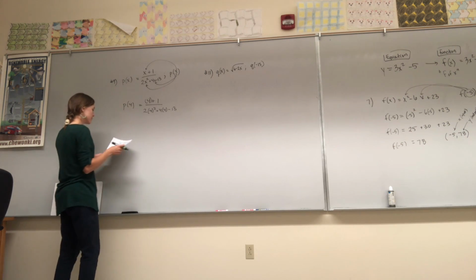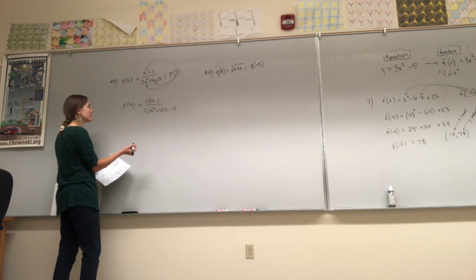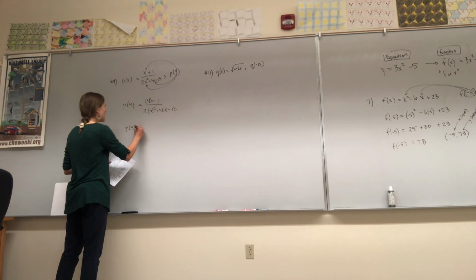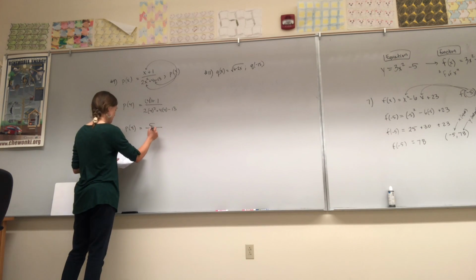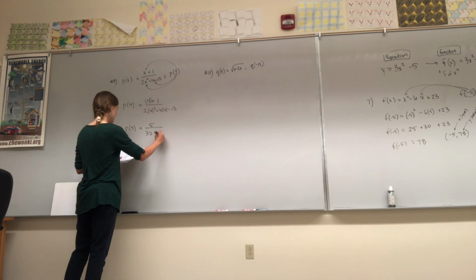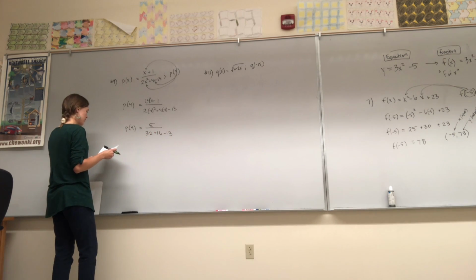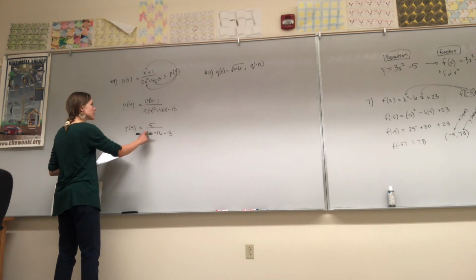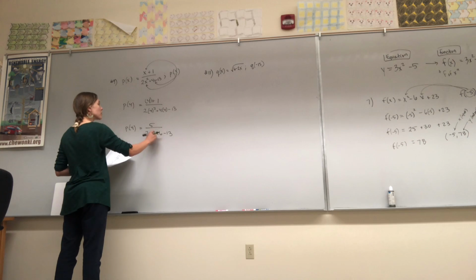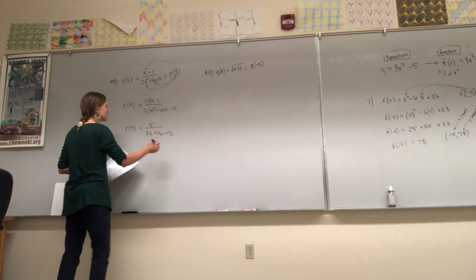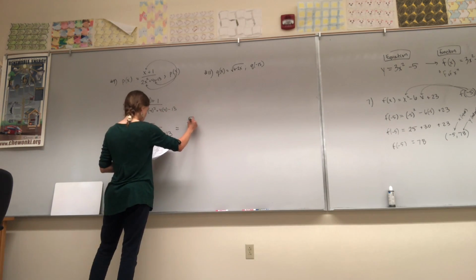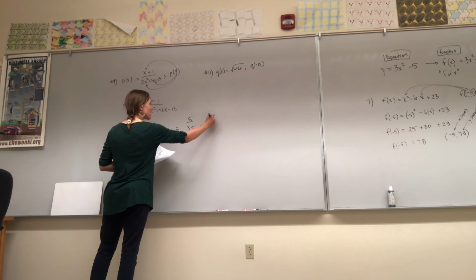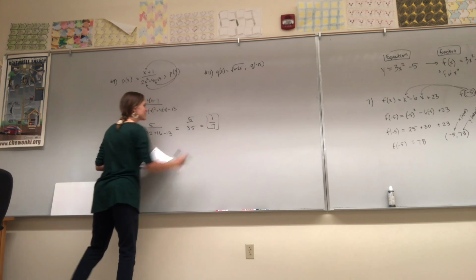I think you just get 5 over 3. No, when I typed this into my calculator, it says 5 over 32 minus 3 plus 16 minus 13. So 4 squared is 16, times 2 is 32. Plus 4 times 4 is 16, minus 13. So this becomes 5 over 35, which I can simplify as 1 over 7.